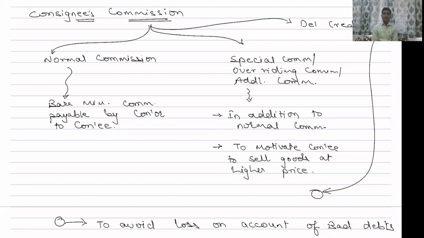He sold the goods only to the people who are genuine. Yeah, it's kind of insurance. That's what I said. It is a kind of insurance against the bad debts.